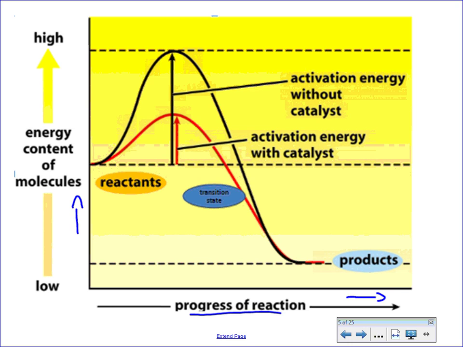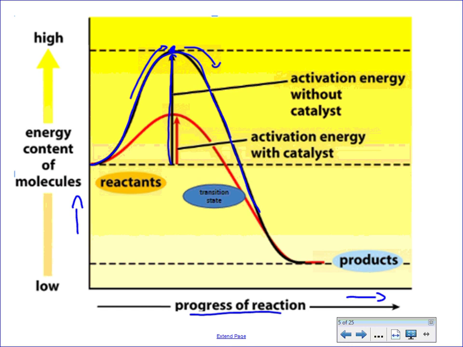There's two lines on this diagram. There's a black line and a red line. The black line, which I'm outlining in blue, is the course of a reaction without a catalyst. And this peak here represents the activation energy required for this reaction to happen. There has to be an input of energy to reach a certain threshold, and then once that threshold is reached, the reaction can happen.